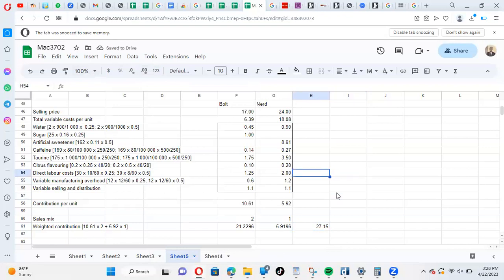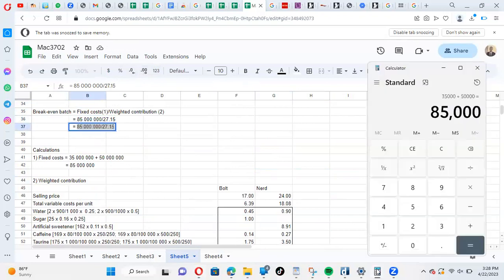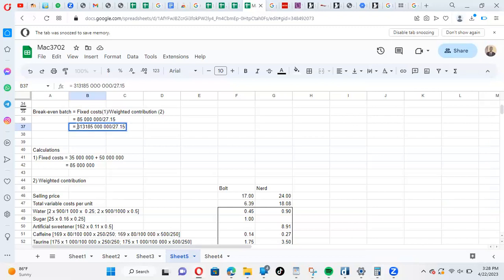So we need to take this amount straight away, 27.15. And then we can do our divisions. What do we get if we divide those two amounts there? Let's see. 85,003 divided by 27.15. 3131. Oops, I'm writing on the wrong one now. 3131.